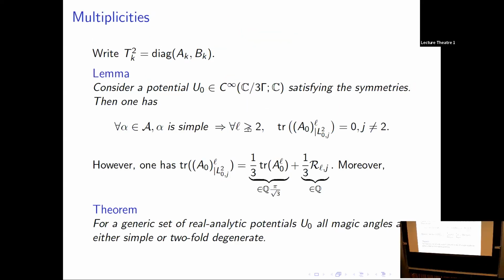This is what I would say is the basic theory of twisted bilayer graphene about magic angles, at least when it comes to the non-interacting physics. 5 minutes, yes. Okay.